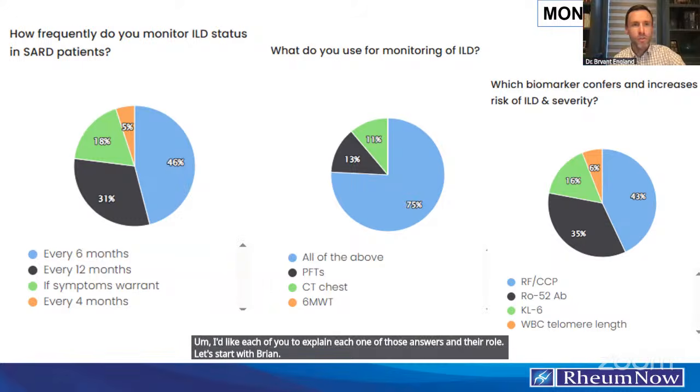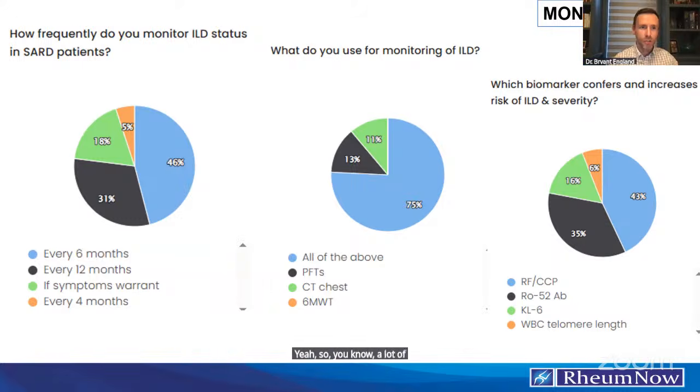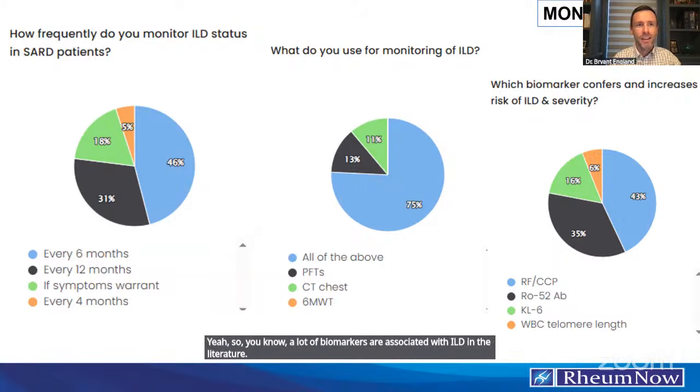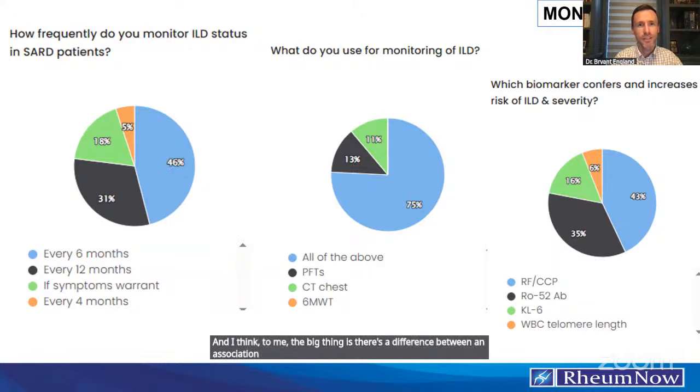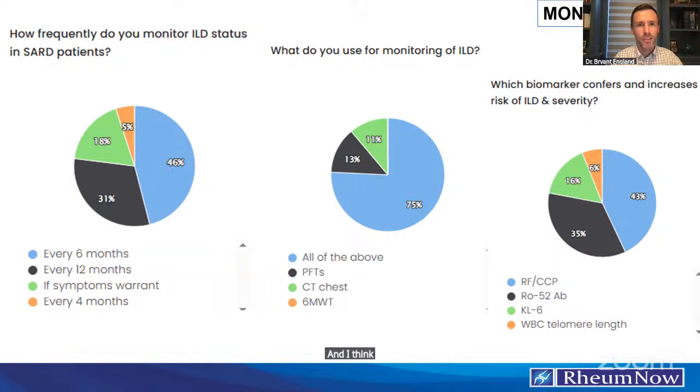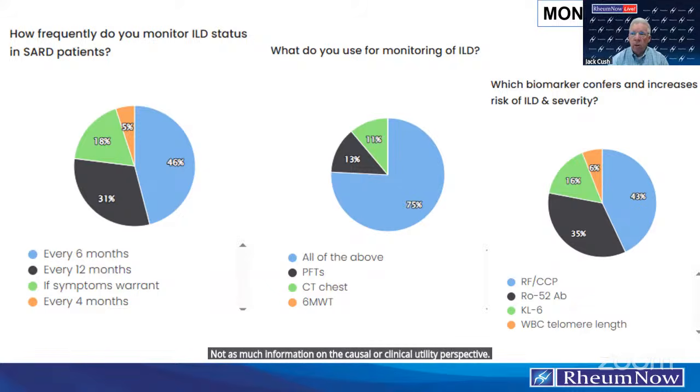Yeah, so a lot of biomarkers are associated with ILD in the literature. And I think to me the big thing is there's a difference between an association versus something that is either causal or clinically useful. Where we're stuck right now is a lot of information on association, not as much on the causal or clinical utility perspective. Okay, so there are associations for each of these.